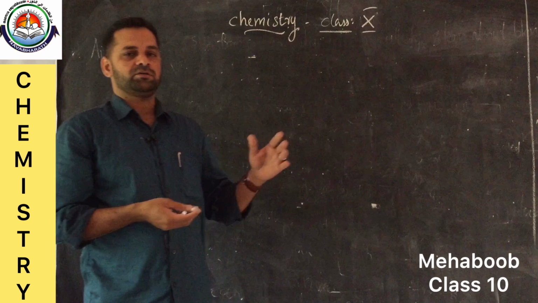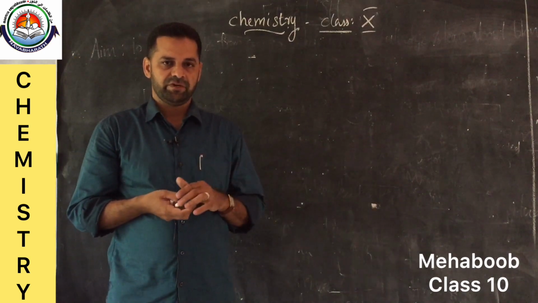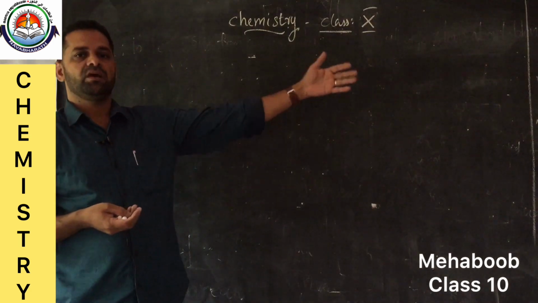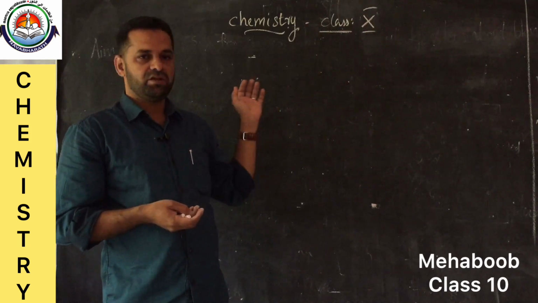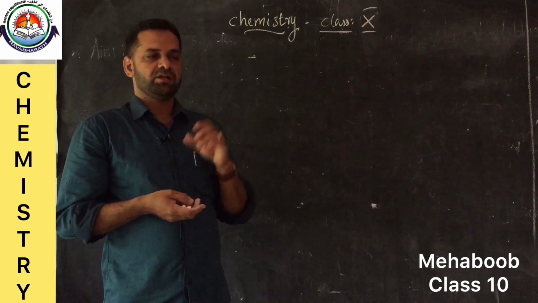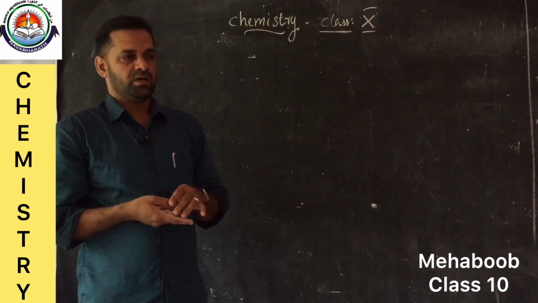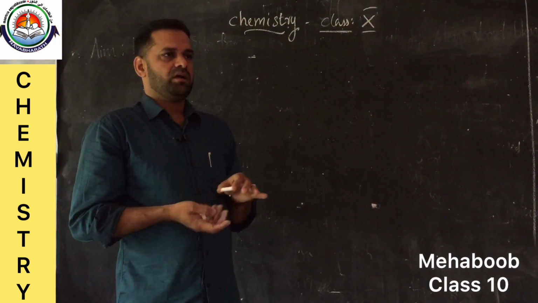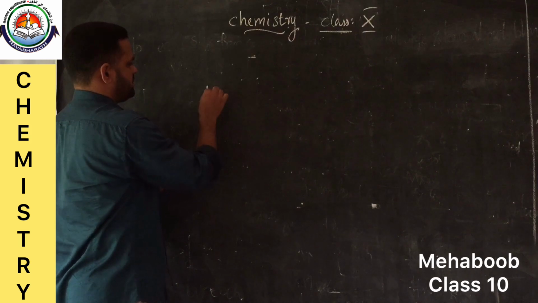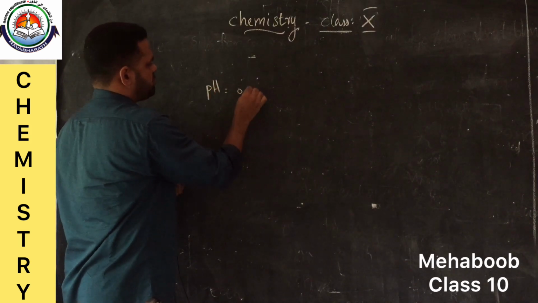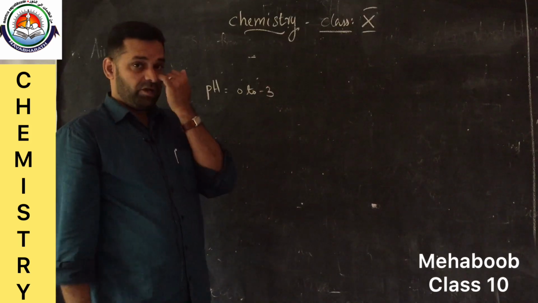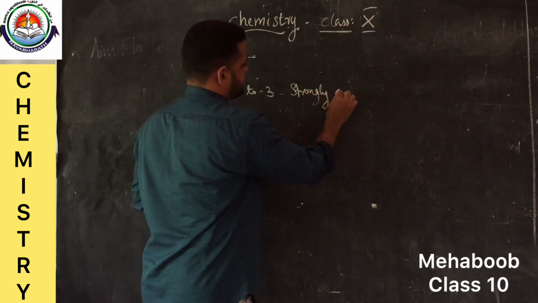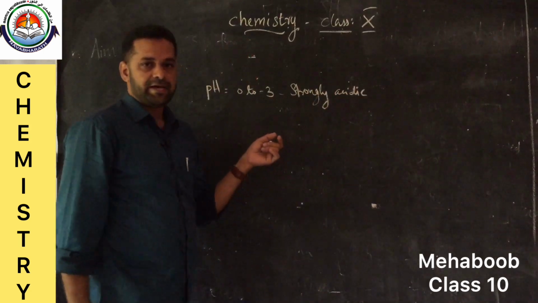Good morning, students. In the last class, we were discussing pH, what pH is and its definition. We also know that we can check the pH of different substances, solutions, acids, bases, etc. And we know the pH range. If the value of pH is 0 to 3, they are strongly acidic in nature.